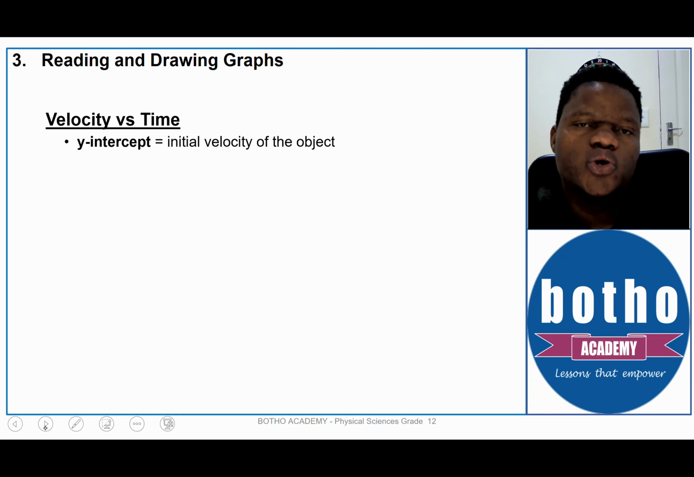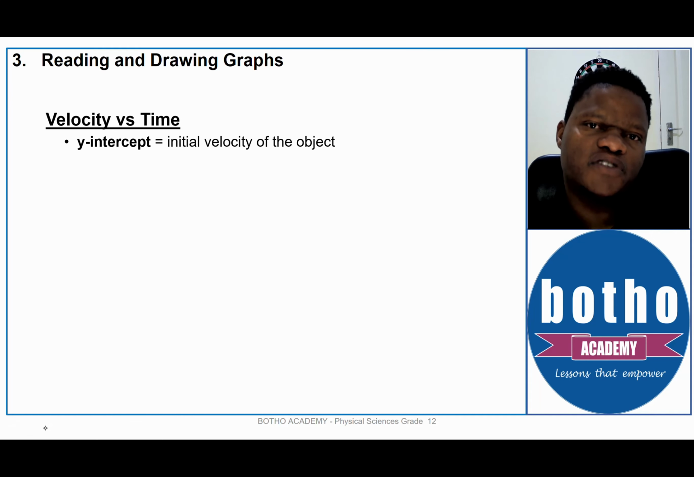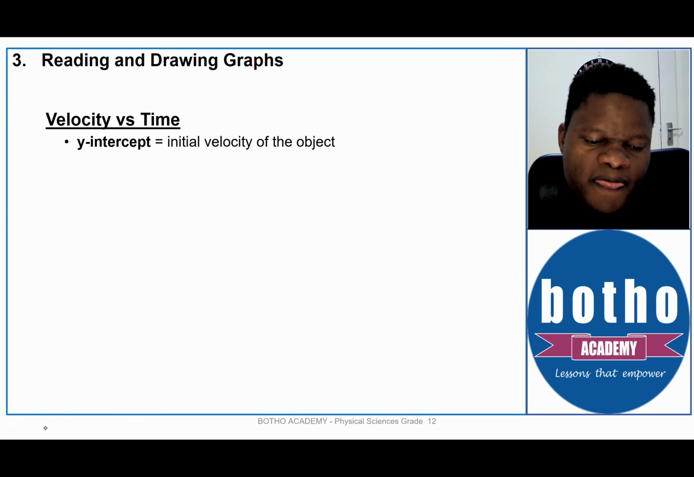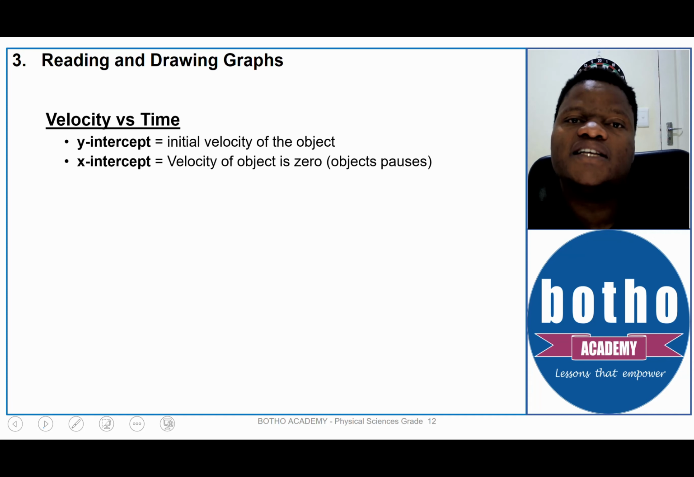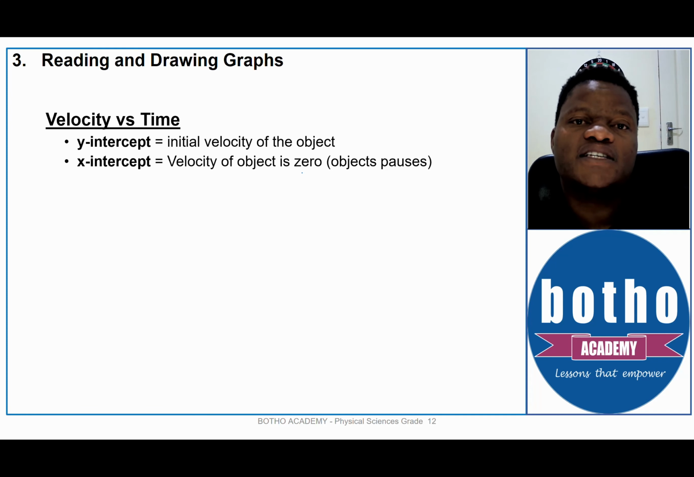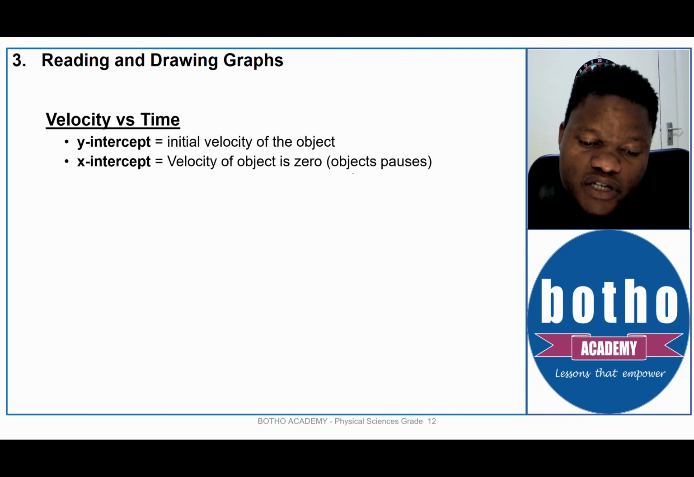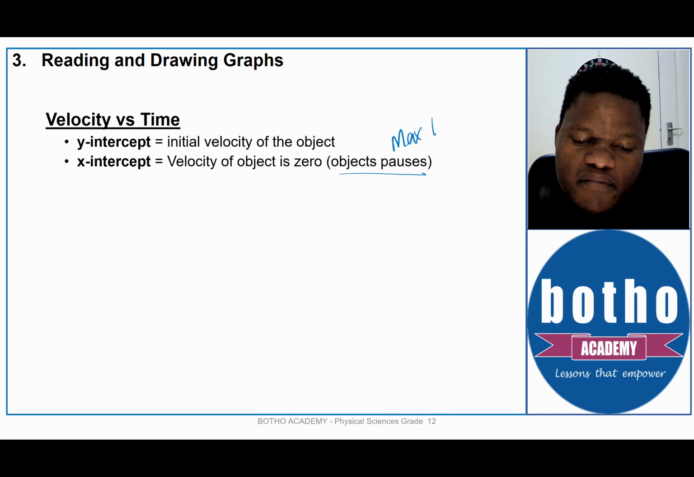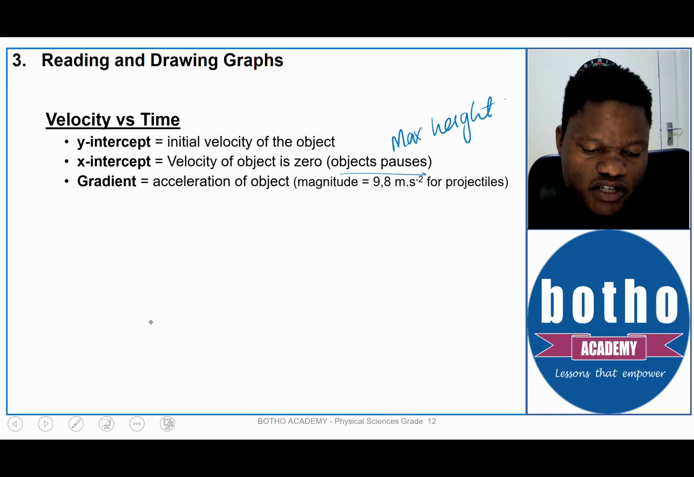Now, what you need to know is what is represented by what on the graph. The first thing is that the y-intercept, that is where your graph is touching the y-axis, represents the initial velocity of the object. Secondly, the x-intercept represents the velocity of the object being 0. It represents the time at which the object will pause. We know the object usually pauses where? At the maximum height. So when you see this in the graph, that's what you should expect.